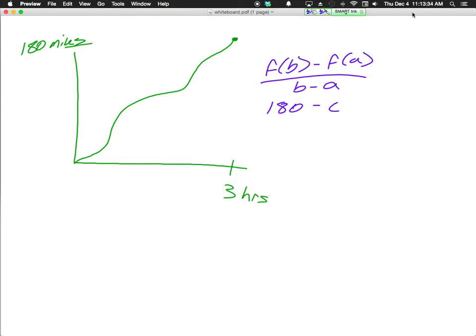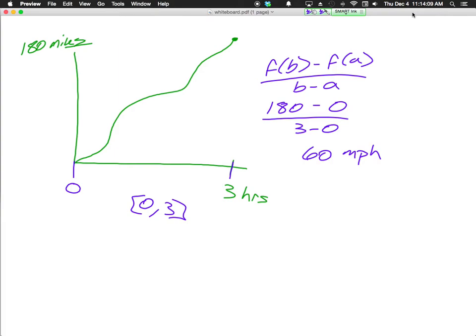I need F of 0, which is 0, over 3 minus 0, so we end up with 60 miles per hour. So point A is 0, and B is 3. My interval is 0 to 3. If they don't give you F of A, they'll give you a way to find F of A. So A is 0 because that's where it started, and that's where it ended up. It's just an easy example.